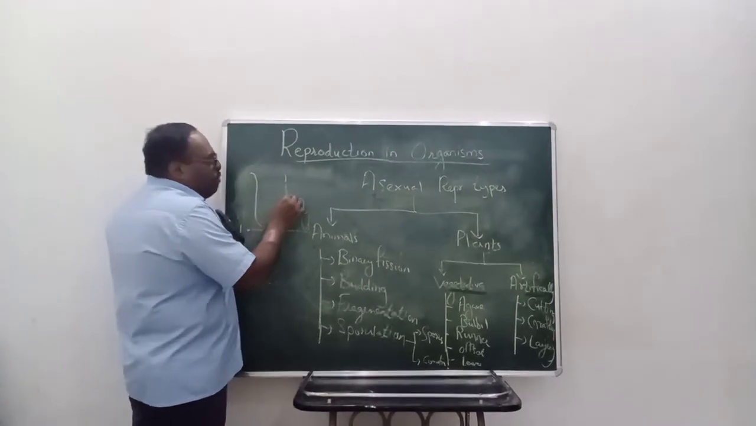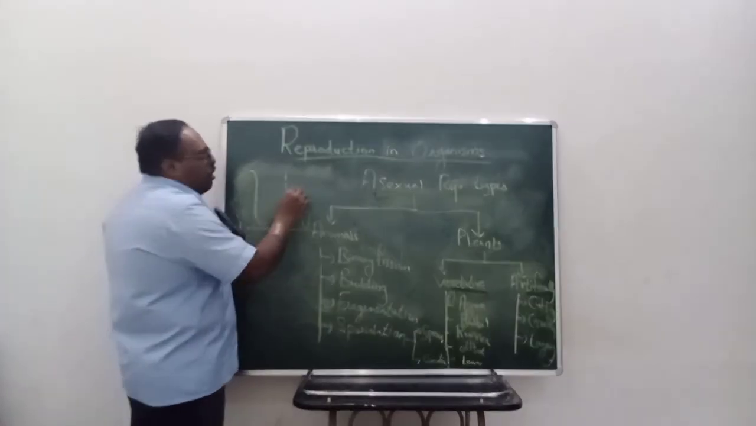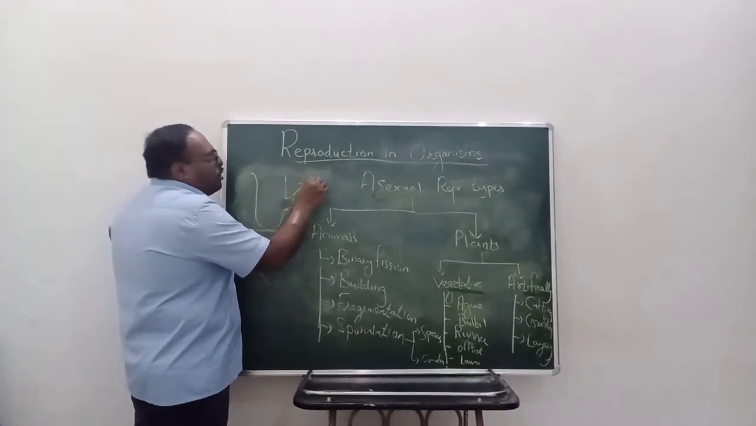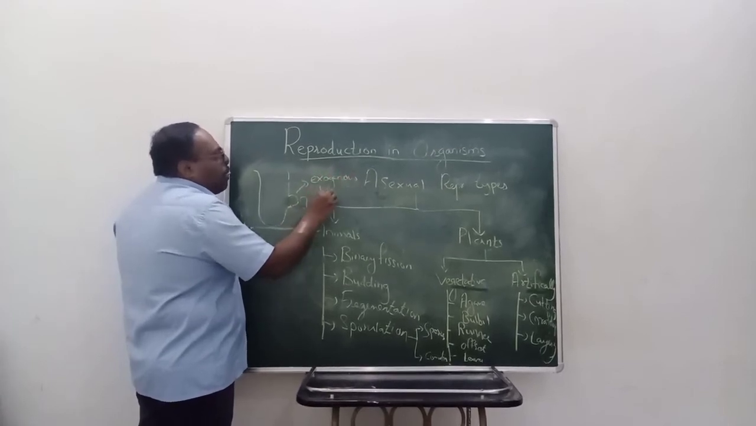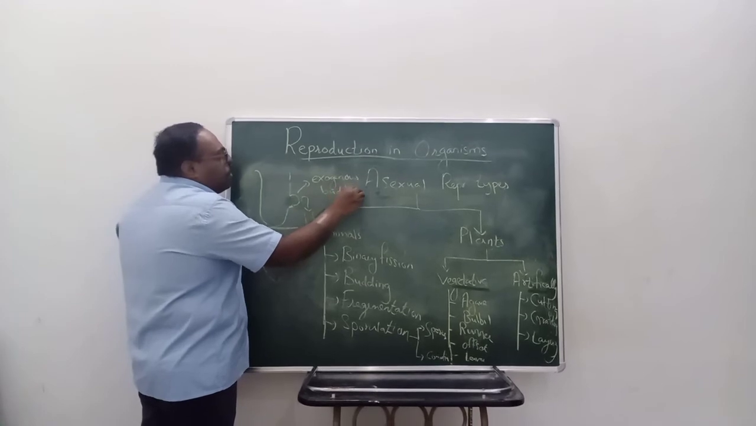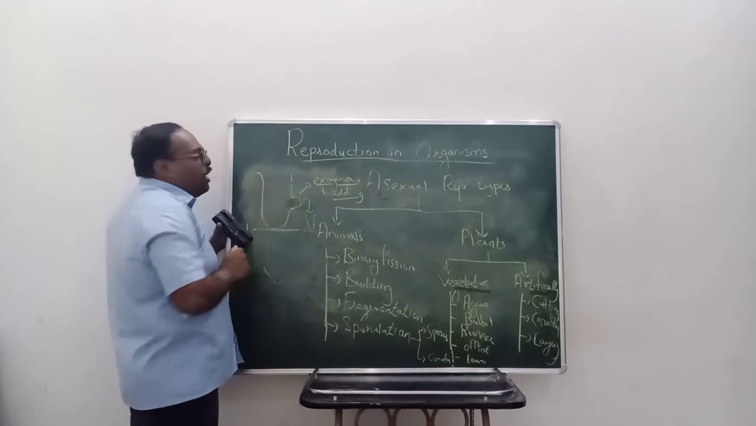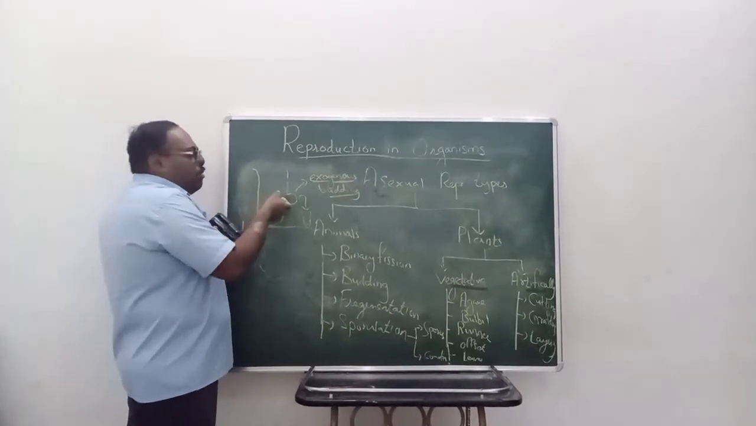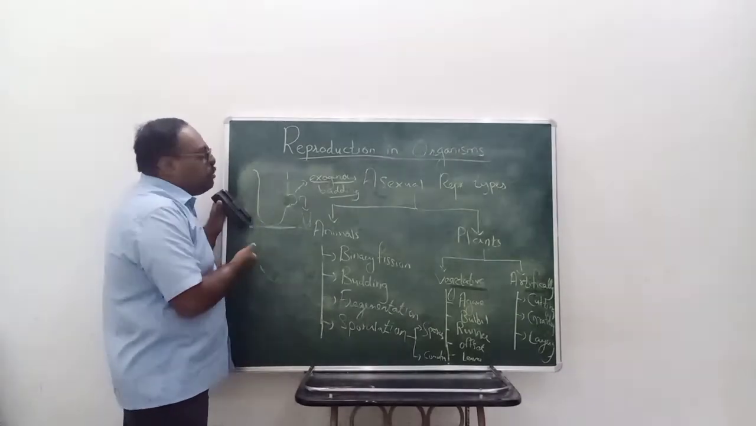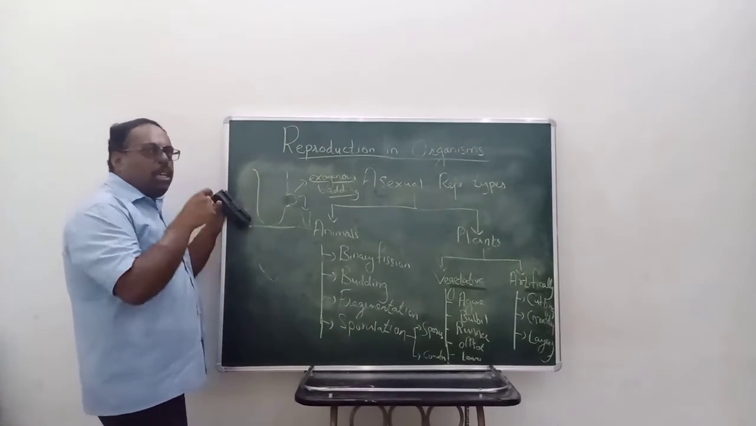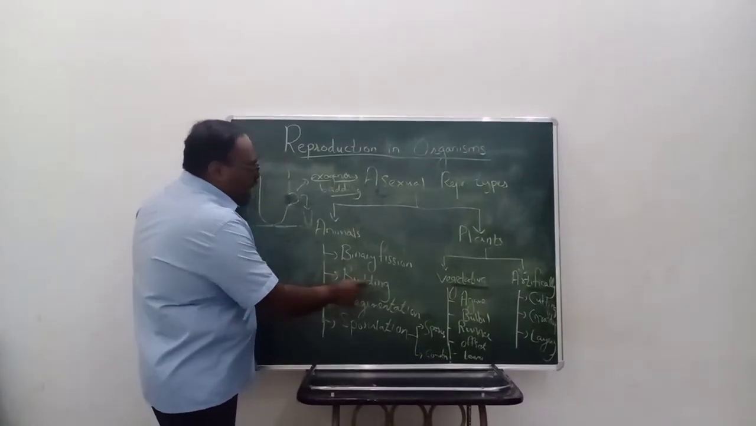And since this particular bud is formed outside of the body, it is known as exogenous budding. Exo means outside, genous means growth, and budding is the process taking place. And if the budding is taking place inside, it is known as endogenous budding. There are some organisms which can form the bud inside also. The best example for budding goes to hydra.